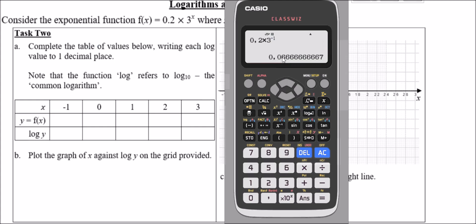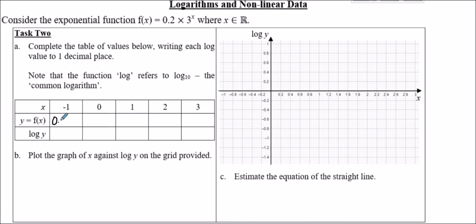So this one here is 0.0667, which I'll give to 3 significant figures. When x is 0, that's going to be 0.2. Again, you can try with a calculator. When x is 1, 0.2 times 3 to the 1, 0.2 multiplied by 3 is 0.6. When x is 2, 0.2 times 3 squared, 0.2 times 9, that's going to be 1.8. As you can see, these figures are increasing by a multiple of 3 each time. So 1.8 times 3 gives us 5.4.